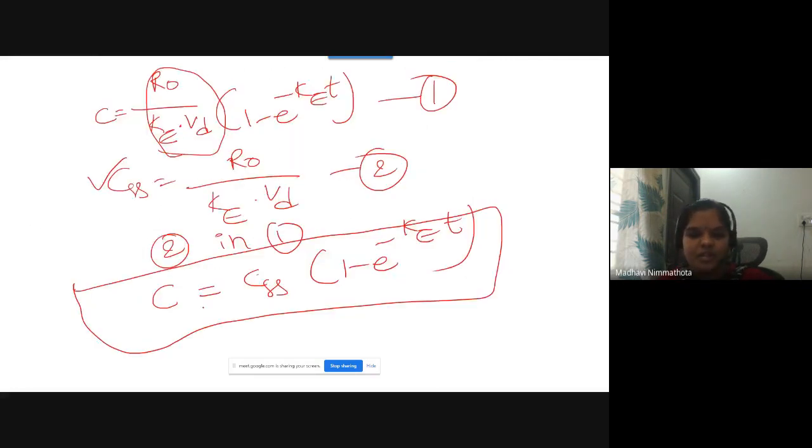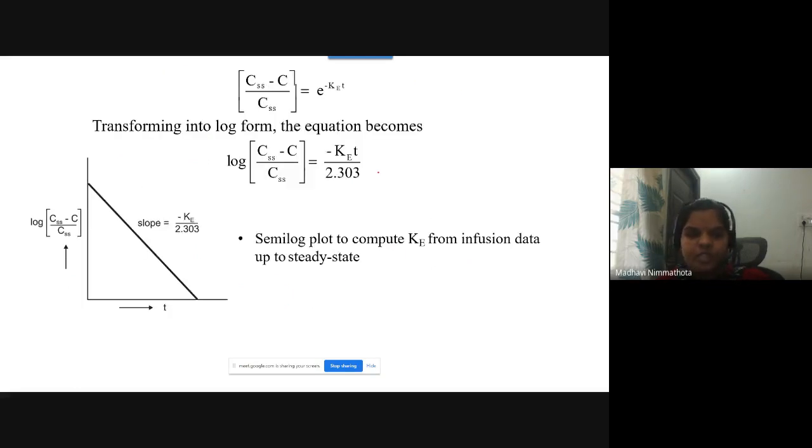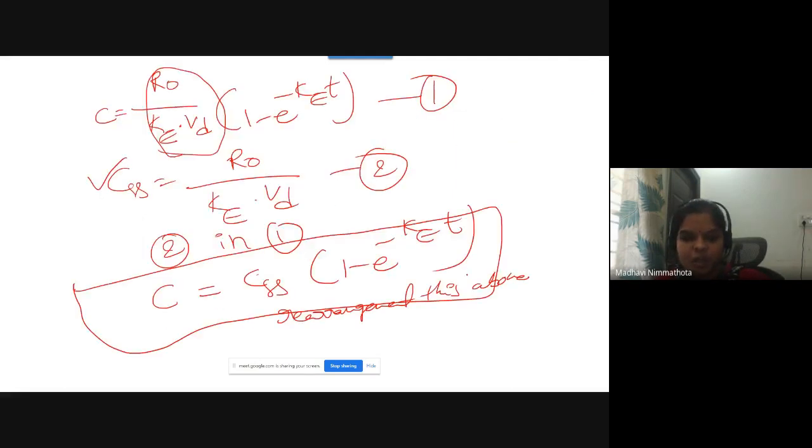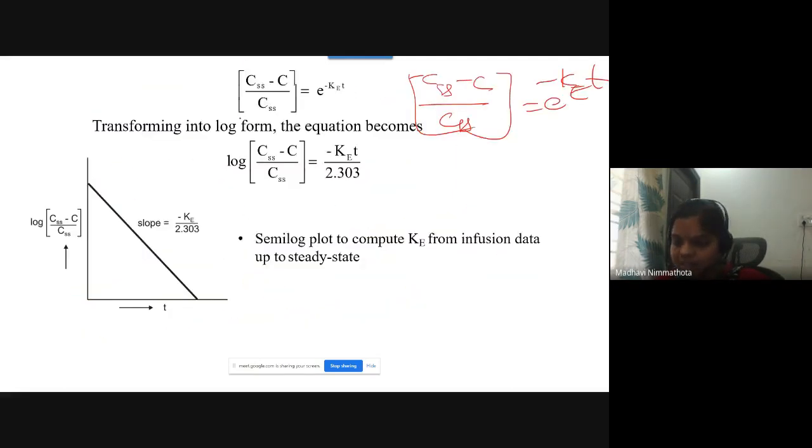See here. First, you have to write C is equal to CSS into 1 minus e to the power of minus Ket. Rearrangement of the above equation, just write it down. CSS minus C divided by CSS is equal to e to the power of minus Ket. You have to rearrange this equation. You will get the equation like this.